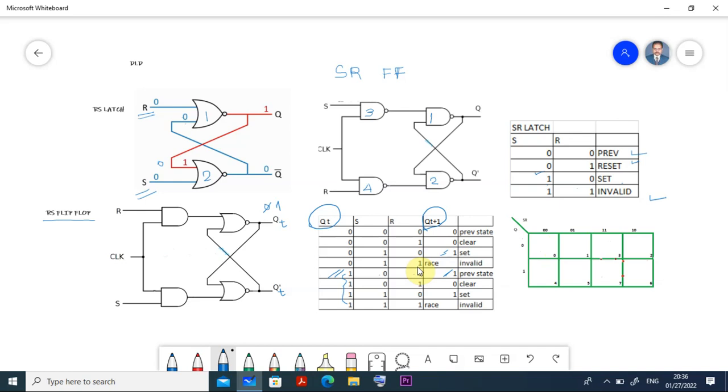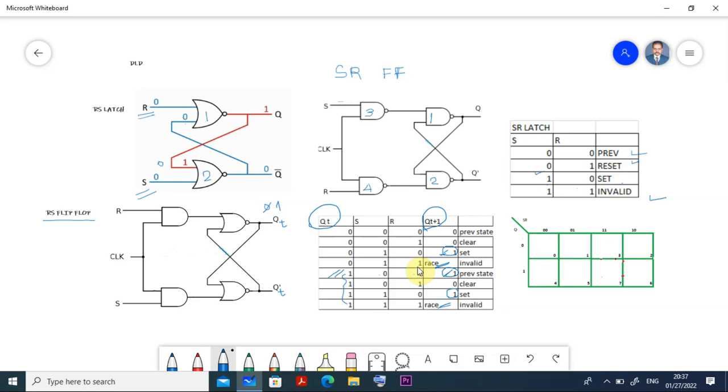Once everything is ready, now you see where the output is equal to 1. Here one output is equal to 1, here another output is also 1, here also one output is equal to 1, and here one output is equal to 1. And the invalid state, race condition, means these two cases I can mark as X, don't care. Whatever value you put for S and R, it doesn't care, it is not going to respond to anything.